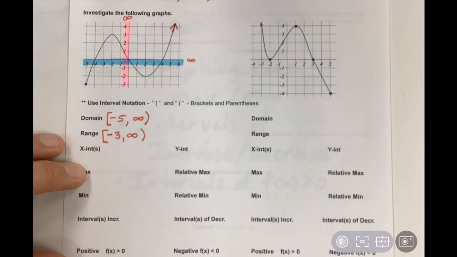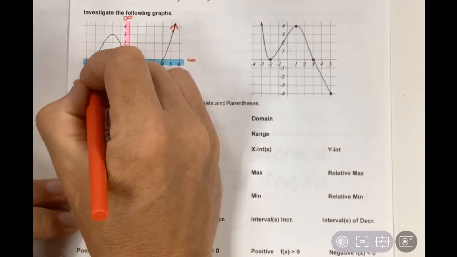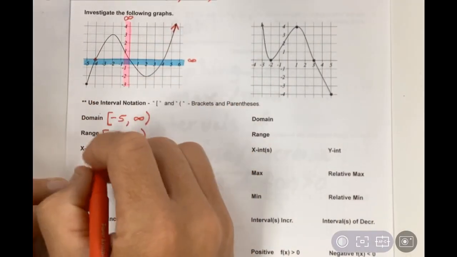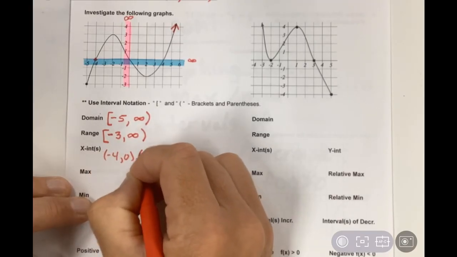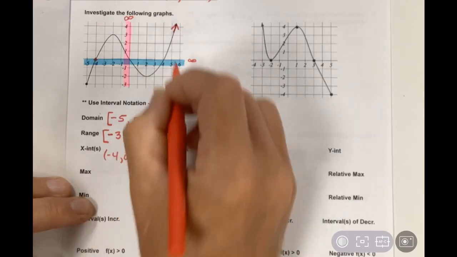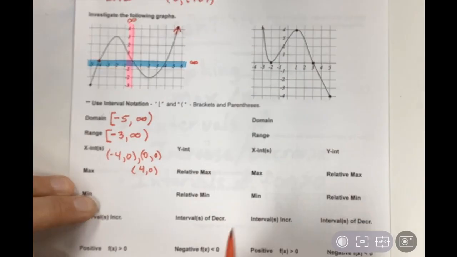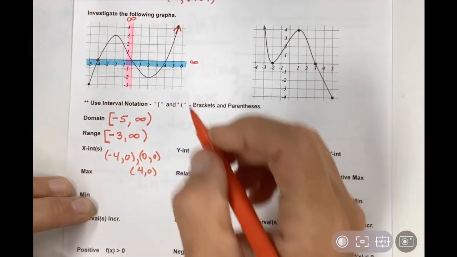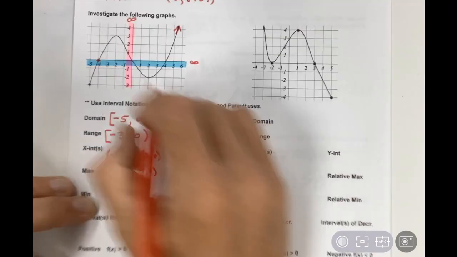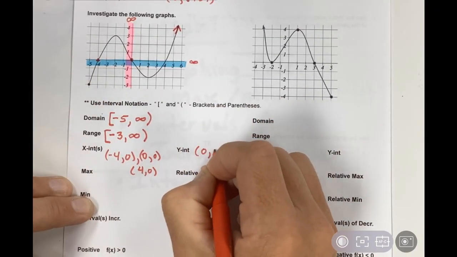Next, if we're talking about x-intercepts, just look at the graph. It crosses here 3 times. I got one at -4, 0. I got one at 0, 0, and I've got one at 4, 0. So 3 x-intercepts. Hopefully you can see all 3 of those. Next, if it asks you for a y-intercept, you're looking where does it cross the y-axis that's pink here. That's just crossing right here at 0, 0. So you'll put 0, 0 down for your y-intercept.